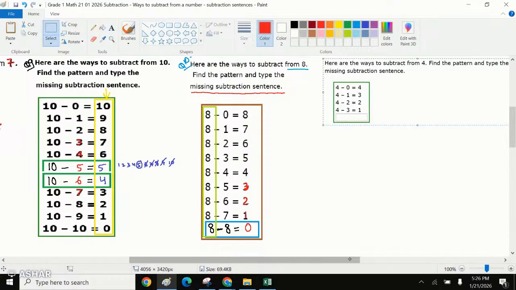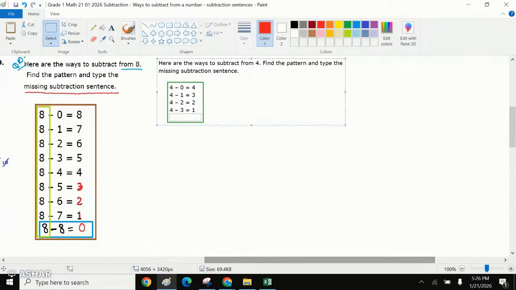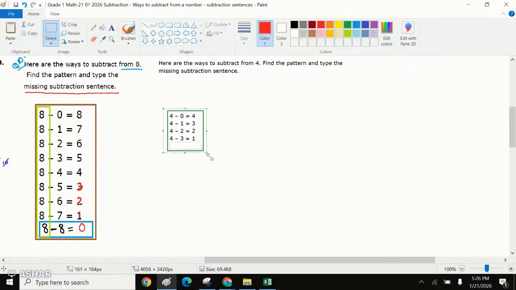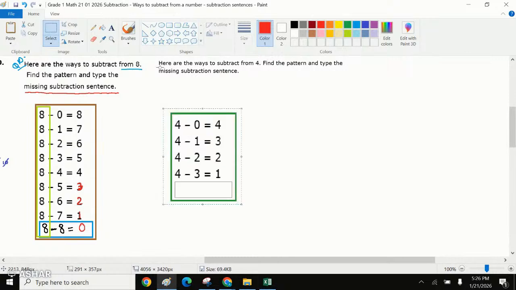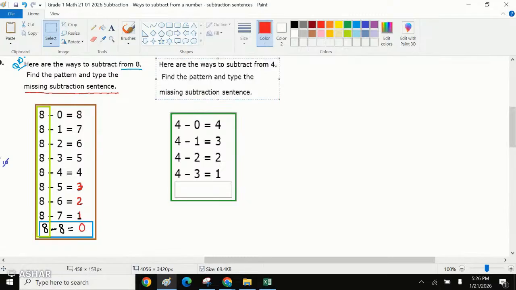See, in this question, some of the statements are given to us, right? So I was thinking of saying write all the statements. That would have meant we would do 5 statements. But we can also do this. Here are the ways to subtract from 4, find the missing pattern, and type the missing subtraction sentence. This was question number 11.